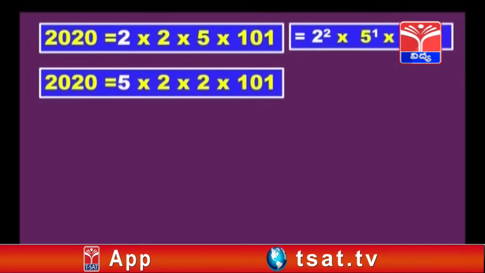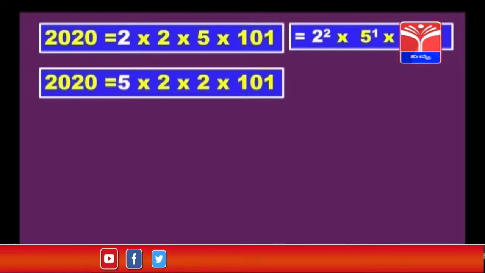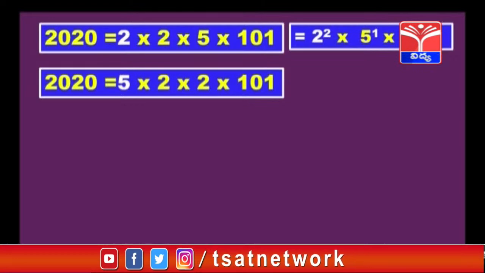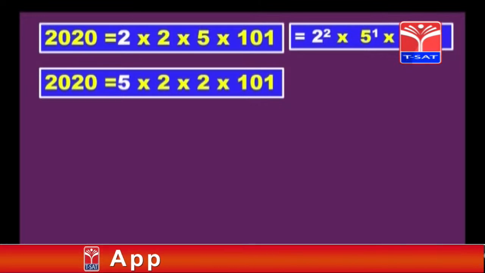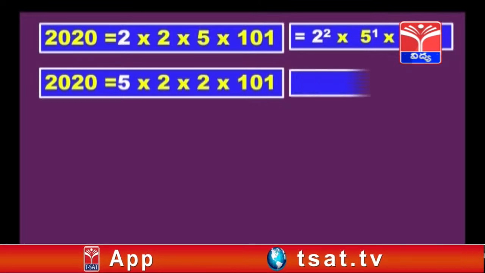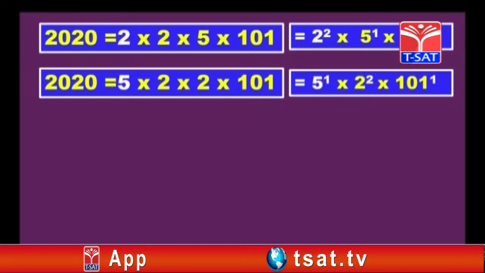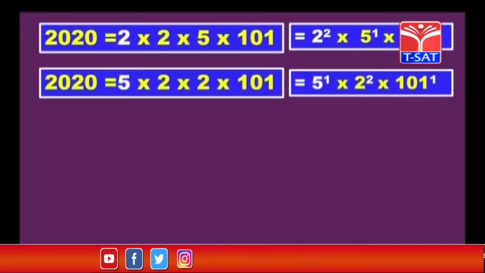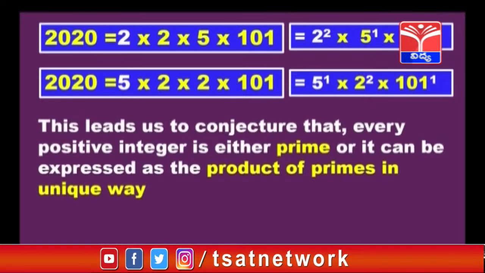So we can write 2 into 2 into 5 into 101 in power form, that is 2 square into 5 power 1 into 101. Because 5 is coming only one time, we write 5 power 1, and 101 is also coming one time, so I am writing 101 to the power of 1. While writing prime factorization, always write in power form. The second one we have written as 5 power 1 into 2 square into 101 to the power of 1. So both are the same except for the order.